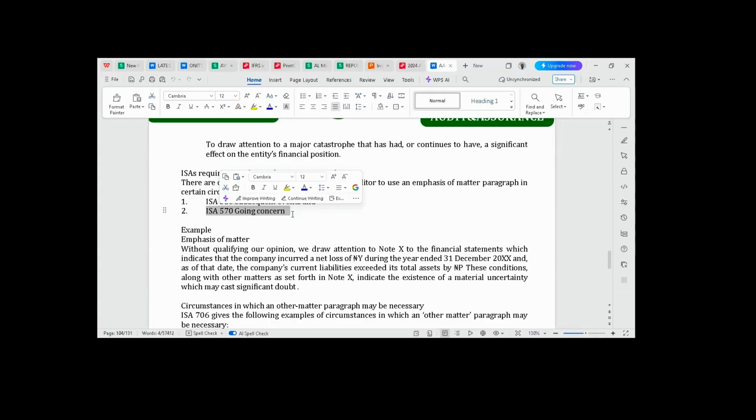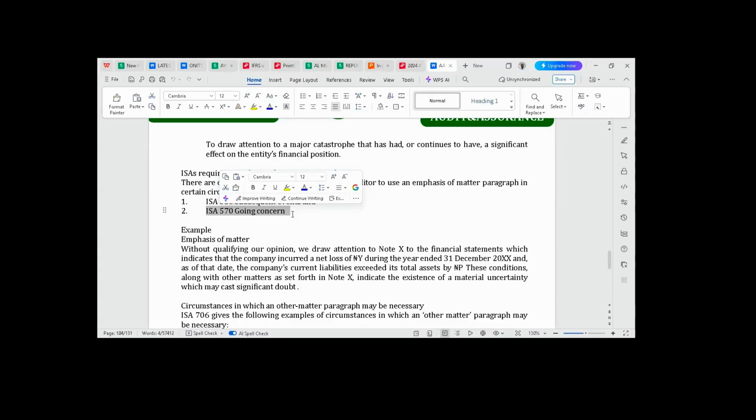When you have what we call material uncertainty related to going concern, what that means is that, first of all, let's break it down. What do you mean by going concern? Going concern is an accounting concept that says that an organization will continue to exist into what? A foreseeable future. That is, an organization will continue to exist forever. It will not die. We call it going concern.